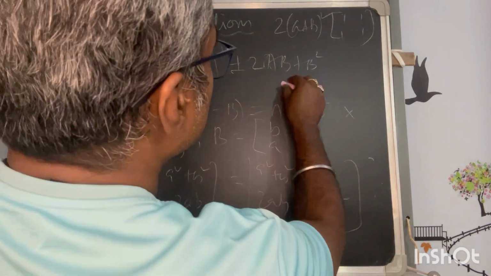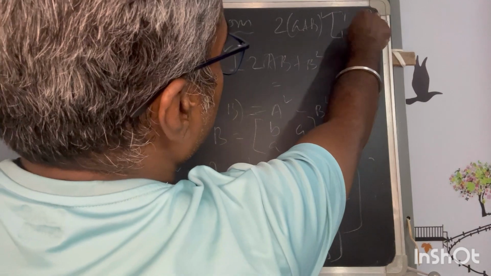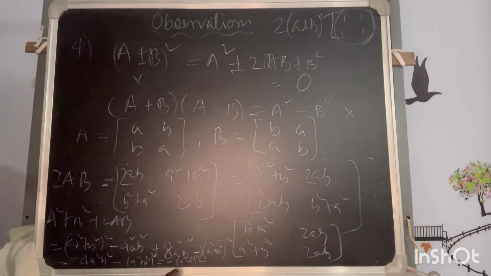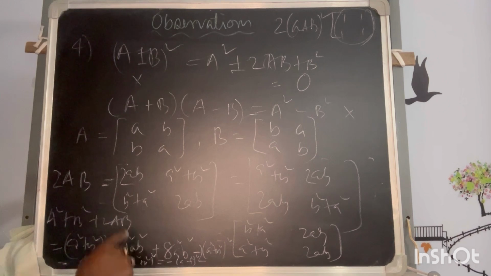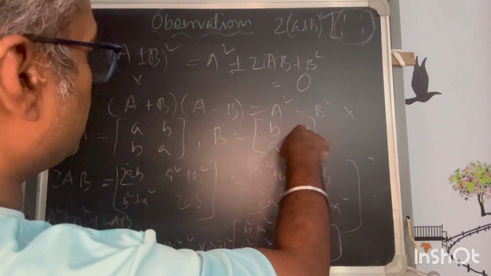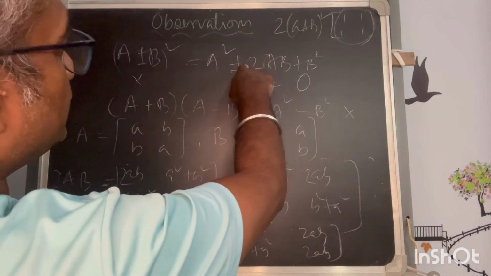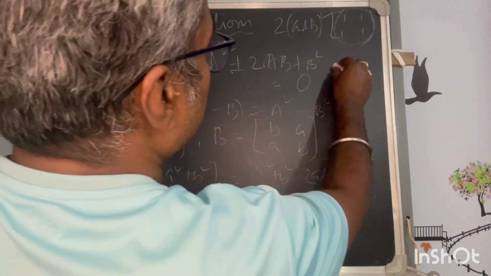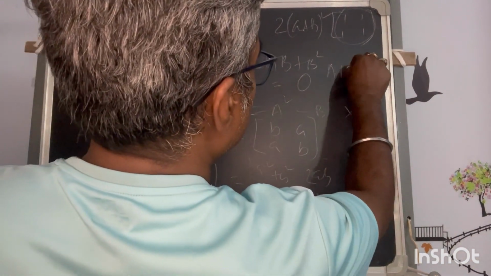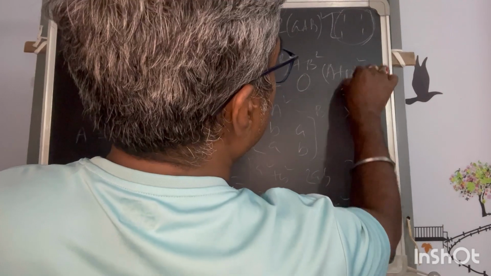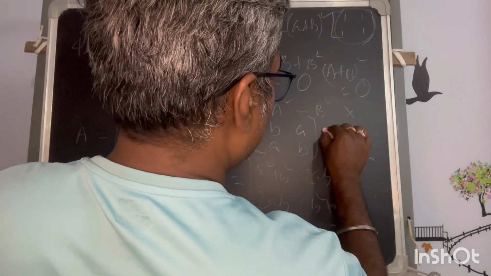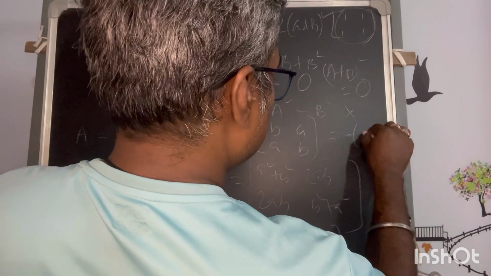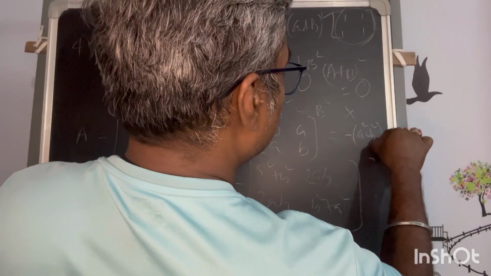But here if I calculate, this matrix value is 0, so this will be 0, there I am getting a definite value. So you can see A plus B whole square is not equal to A square plus 2AB plus B square, because A plus B whole square for this matrix becomes 0, whereas on the right hand side I am getting minus A square minus B square whole square.